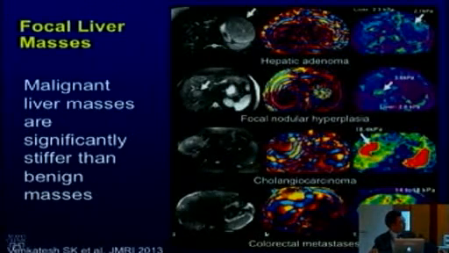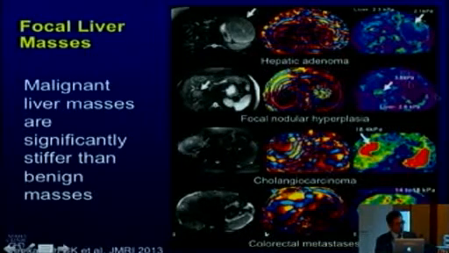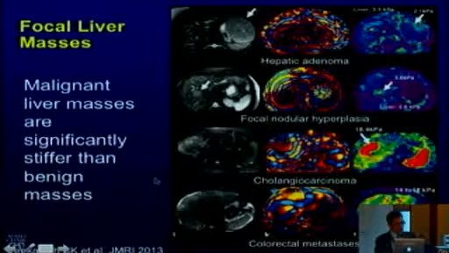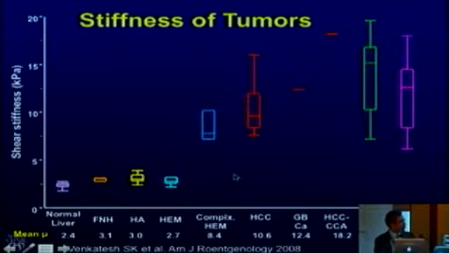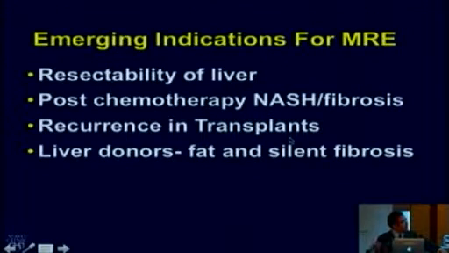This was my project when I was a fellow, looking at focal liver masses, and we found that the benign tumors such as hepatic adenoma and focal nodular hyperplasias are softer as compared to cholangiocarcinomas, hepatocellular carcinomas, and colorectal metastasis. In fact, in that publication, we showed that if we use a cutoff of 5 kilopascal, it accurately differentiates all malignant masses from benign masses, except complex hemangiomas which are fibrosed. Because they are fibrosed and stiff, they cannot be differentiated, but there was an accuracy of 100% of differentiating malignant from benign tumors. So the last slide is about emerging indications for MRE.